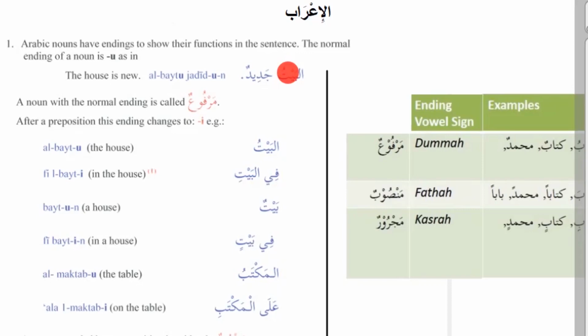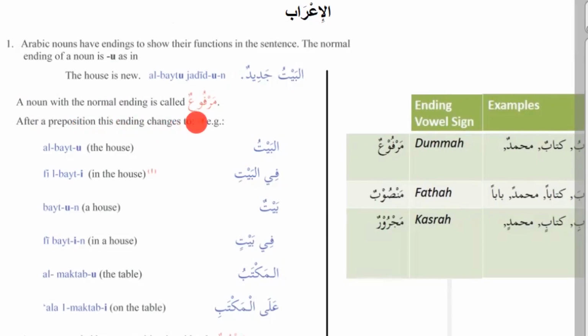So if a noun in a sentence has kesra or fatha, there is something within the sentence that has affected it grammatically. That's simple, that is what we are trying to explain here. As they said, a noun with the normal ending is called marfu'un. The default form, having dhamma, is what we mean by marfu'un. After a preposition, this changes to e.